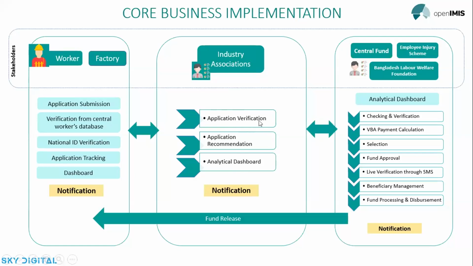After their endorsement or verification, it goes to the respective organization, the central fund, EIS, or BLWF. They do their legal verification, and there is some calculation. There is a huge logic based on the type of death or injury, the number of dependents, the age of the dependents, their marital status, and the time the status of the dependents changes.